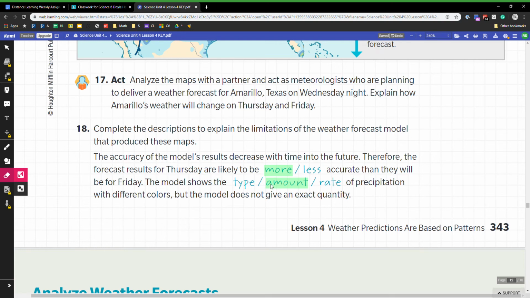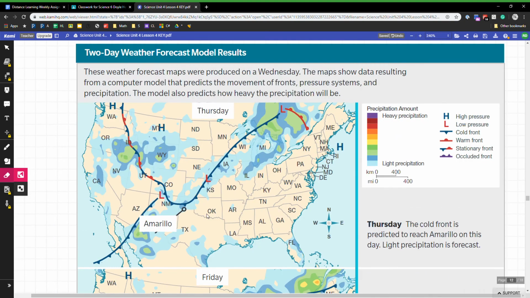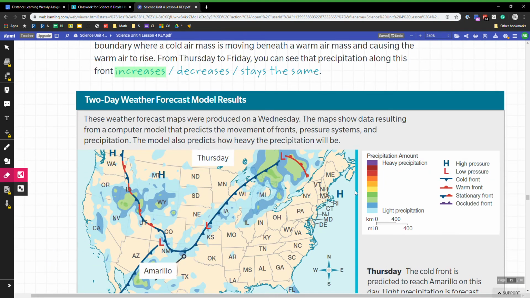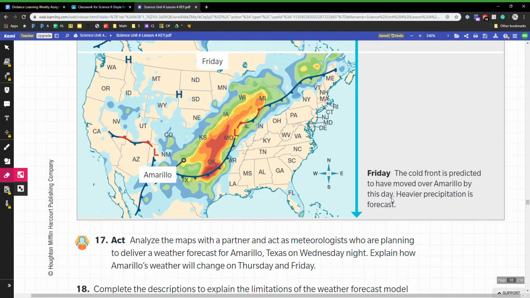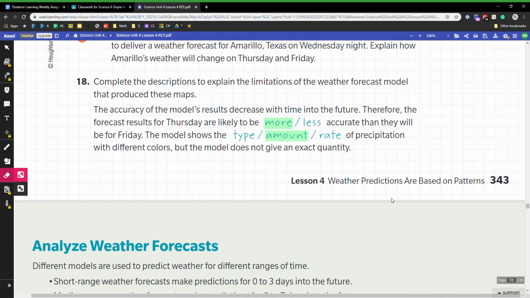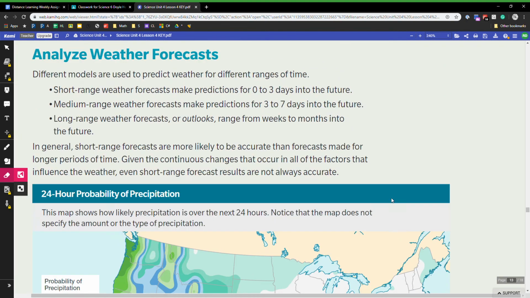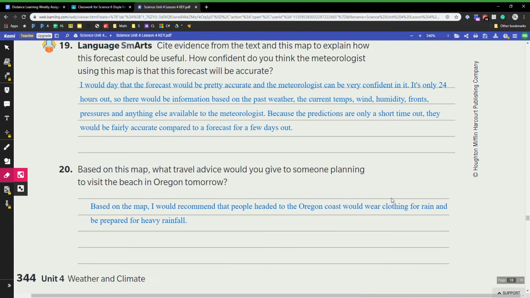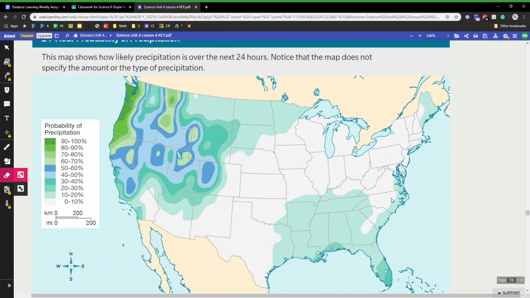And the model shows the amount of precipitation with colors. So you can tell that there's going to be more, right? This over here also says precipitation amount. It tells you that there's going to be more rain, but it doesn't say how much more rain because they can't tell that. And finally, analyzing weather forecasts. I think this is the end for this one. Yes.